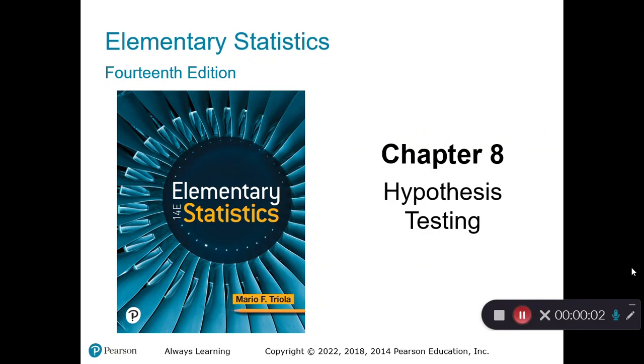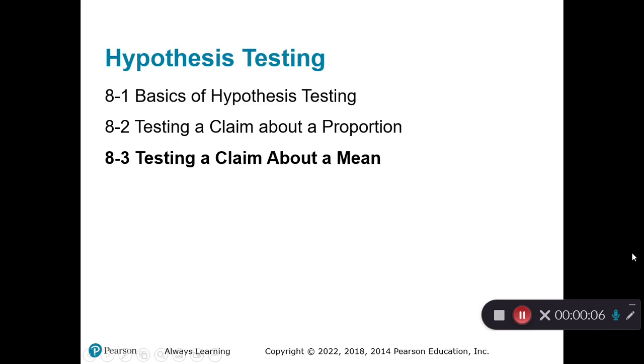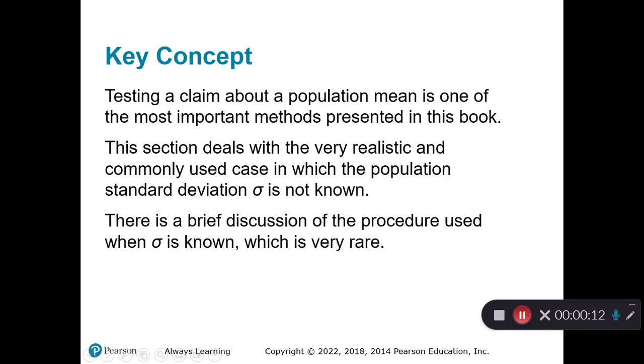In this final section of Chapter 8, which also happens to be the last section of our entire course, we're going to focus on hypothesis tests, where we're testing a claim about a population mean. Testing claims about population means is one of the most important skills that you can acquire in this course. In this section, we're going to focus primarily on problems where the population standard deviation sigma is not known, and we'll explain why the emphasis is on these kinds of problems.